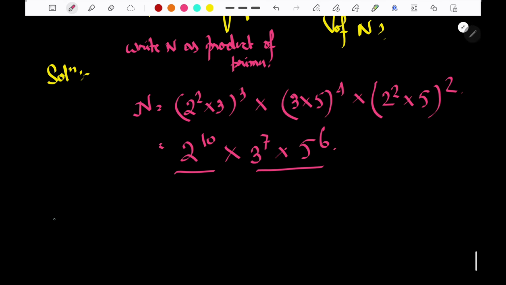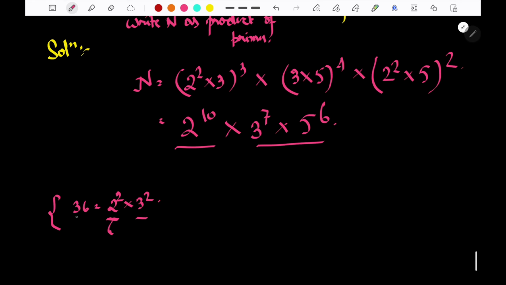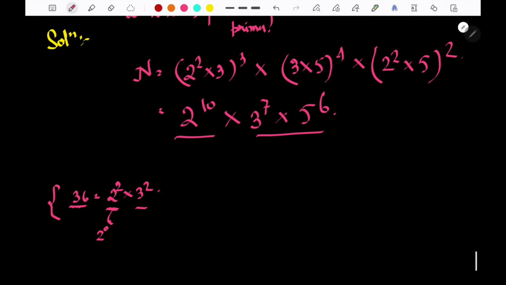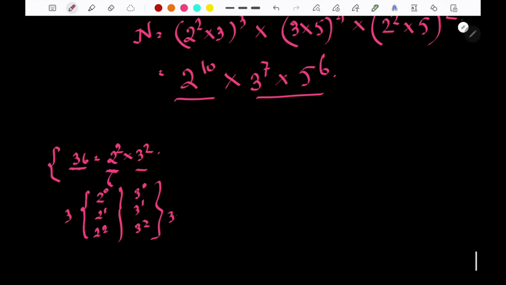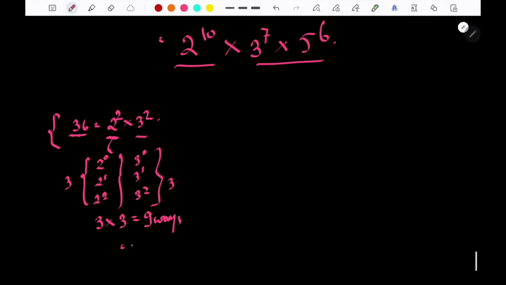So basically what do we do? For example, if there is 36, so how do we write it as 4 into 9, 2 square into 3 square. So what are the ways of making number of divisors? So see, if I am choosing divisor, it must be factors of 36. That is what we are required. So what are the number of ways in which we can choose 2 to the power 2? Either we can choose 2 to the power 0, 2 to the power 1, 2 to the power 2, 3 to the power 0, 3 to the power 1, 3 to the power 2. So choose any of the way. There are three ways. Choose any of the ways and multiply. So 3 ways for 2, 3 ways for 3, total 9 ways. So I can say there are 9 divisors.